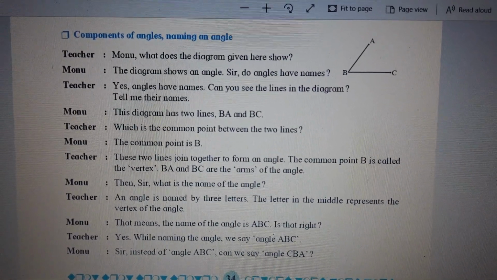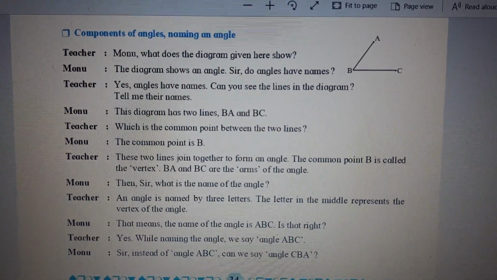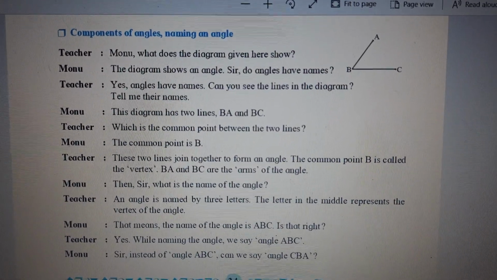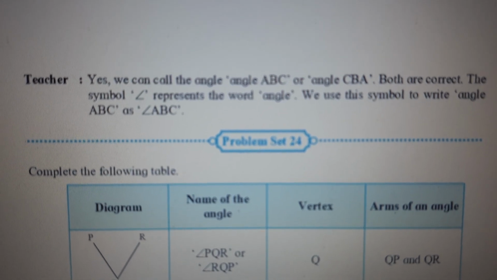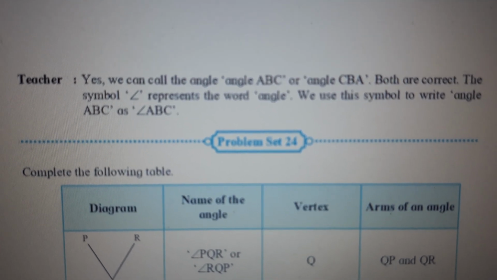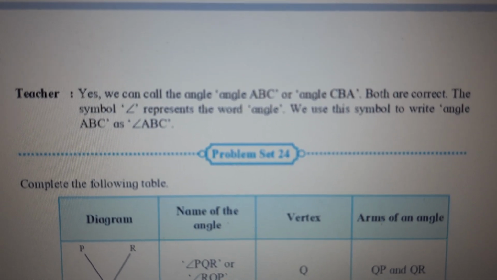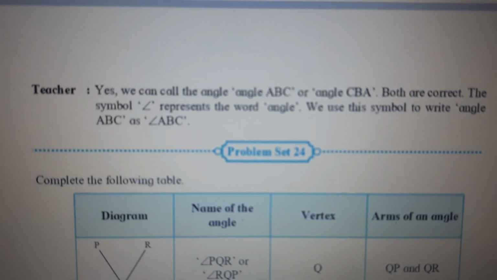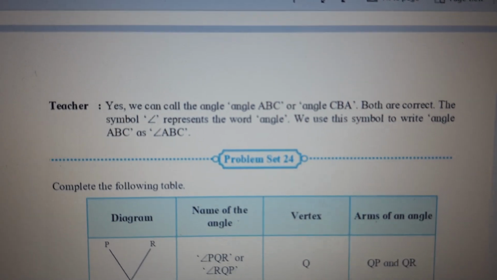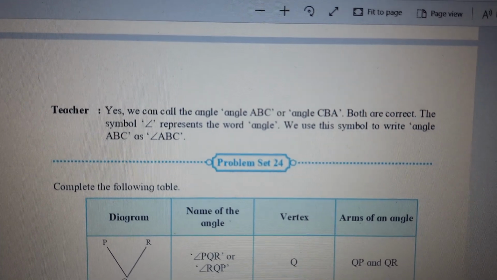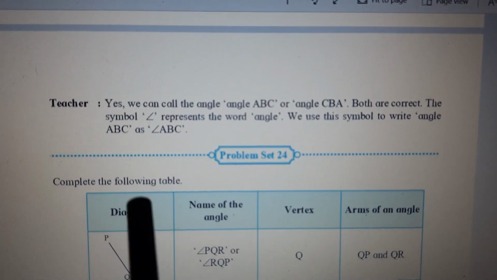Monu: Sir, instead of angle ABC, can we say angle CBA? Teacher: Yes, we can call the angle ABC or angle CBA. Both are correct. The symbol represents the word angle. We use this symbol to write angle ABC.